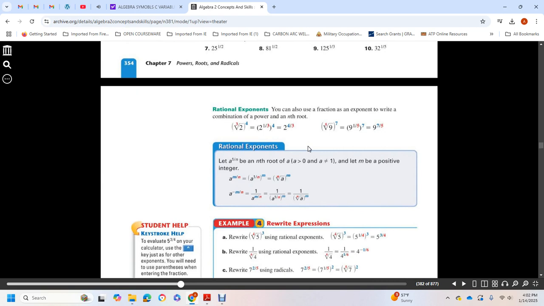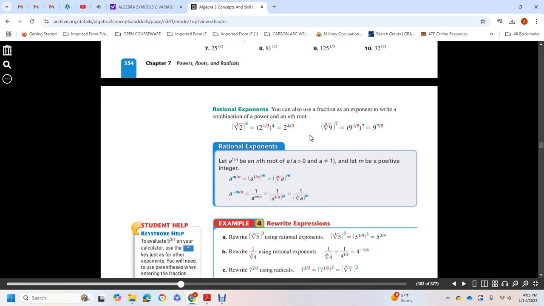Rational exponents. You can use fractions as exponents to write combinations of powers. So the cube root of 2 to the fourth would be 2 to the 1/3 times 4, or 2 to the 4/3. The fifth root of n to the seventh would be n to the 1/5 times 7, or n to the 7/5.